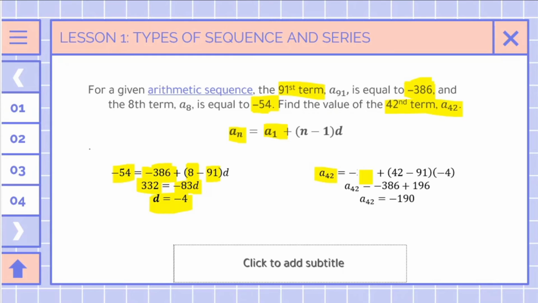So a sub 42 is equal to our first term, a sub 1, which is negative 386, plus our n, 42, minus 1 times the common difference of negative 4. Simplifying this, we'll have negative 386 plus 196. Therefore, we'll have an answer of a sub 42 is equal to negative 190. So that's how you solve it if your teacher gives you this kind of example.